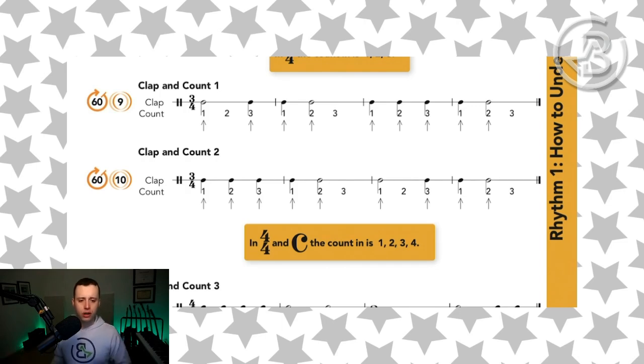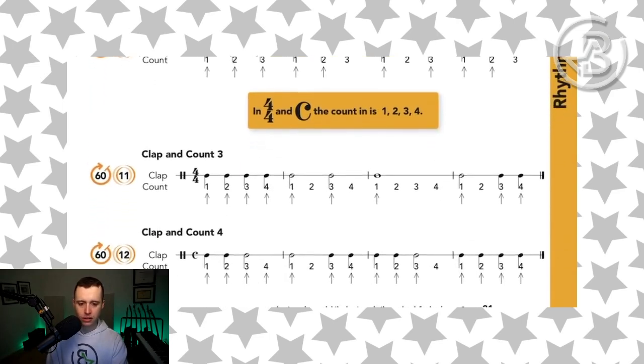So we're going to start the metronome, listen to it, get the speed, and then we're going to count in. 1, 2, 3. 1, 2, 3. 1, 2, 3. 1, 2, 3. 1, 2, 3. There you go. That's it. You can clap and count that as well.